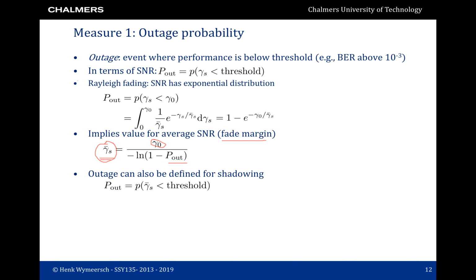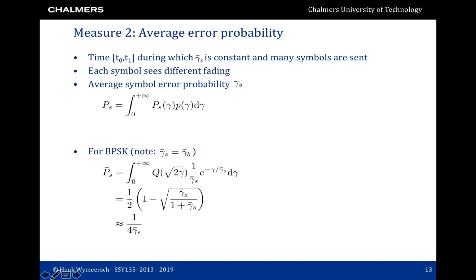So far we defined the outage in terms of the SNR after path loss, shadowing, and multipath fading, which had an exponential distribution. We can also define outages as a function of the SNR after path loss and shadowing alone. In this case, the SNR in the dB domain will have a Gaussian distribution, and we can go through similar math. A second metric is the average error probability.